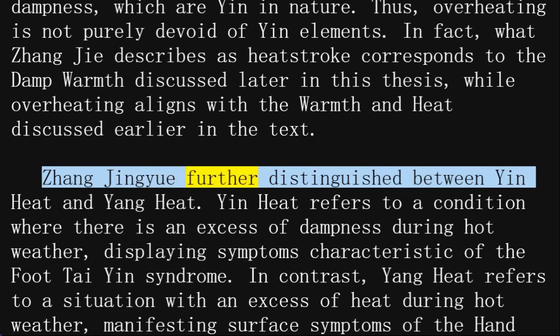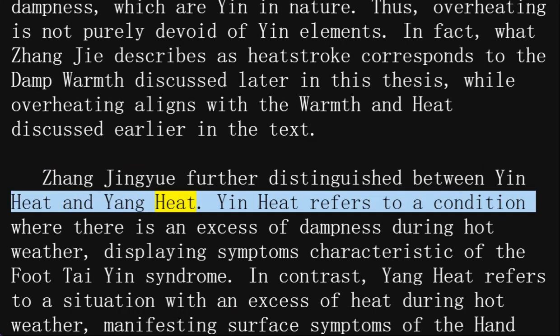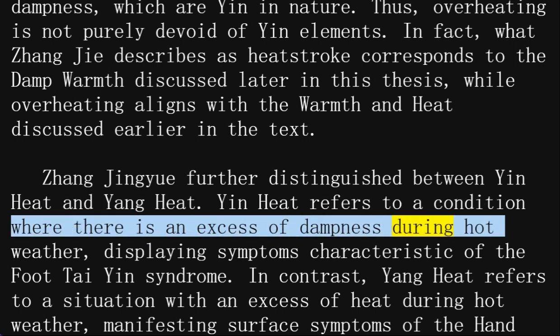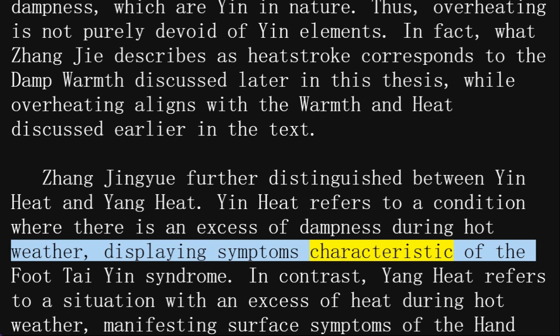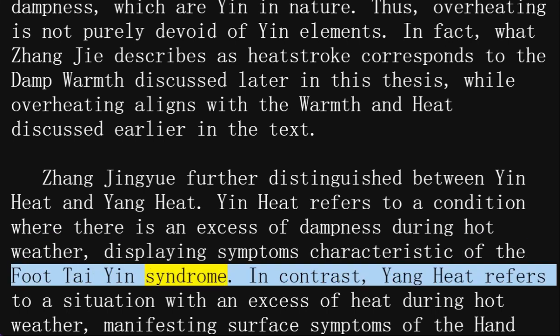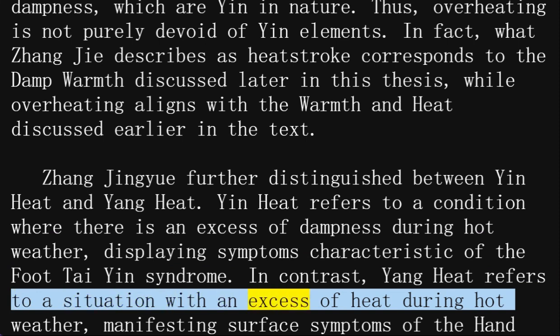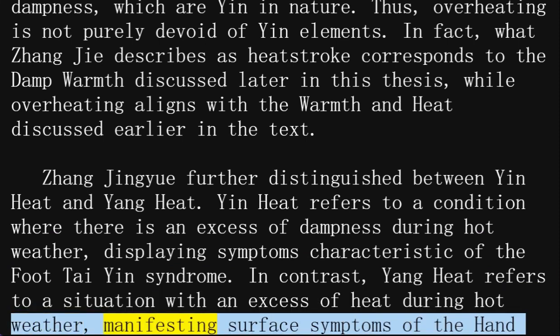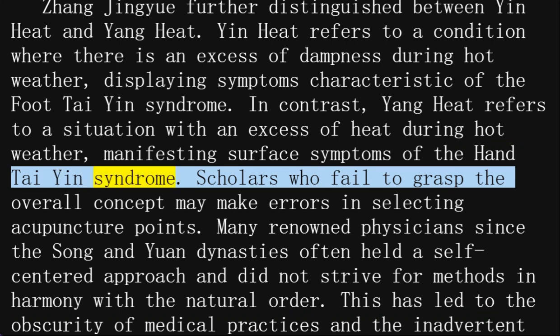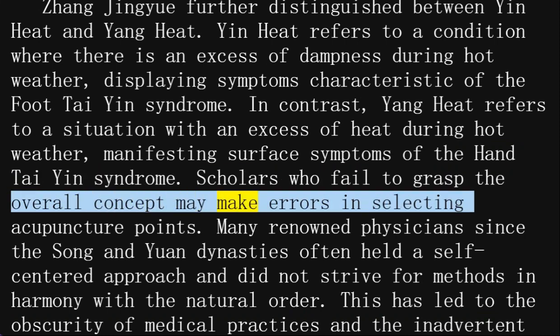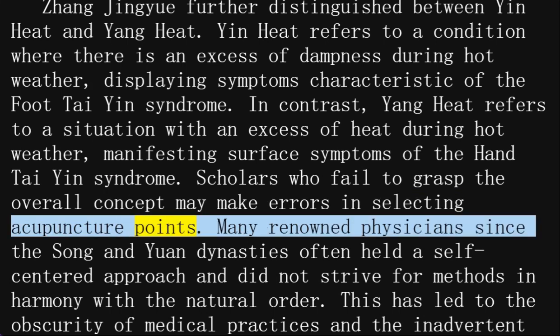Zhong Jingyu further distinguished between yin heat and yang heat. Yin heat refers to a condition where there is an excess of dampness during hot weather, displaying symptoms characteristic of the Fu-Tai-Yin syndrome. In contrast, yang heat refers to a situation with an excess of heat during hot weather, manifesting surface symptoms of the Han-Tai-Yin syndrome. Scholars who fail to grasp the overall concept may make errors in selecting acupuncture points.